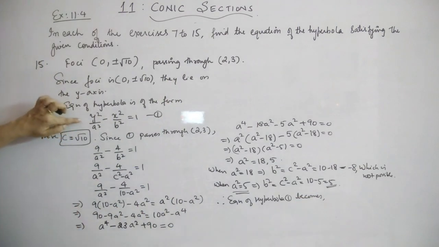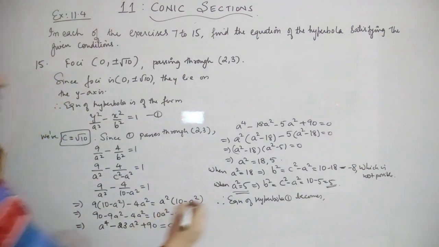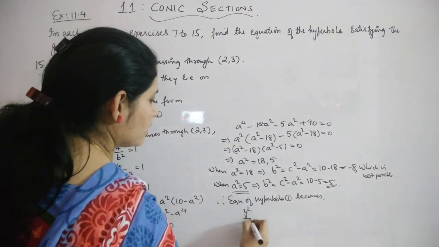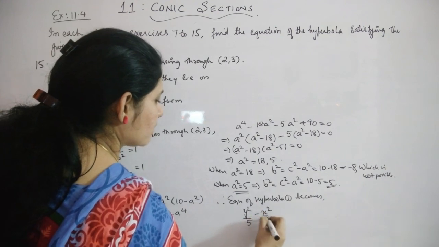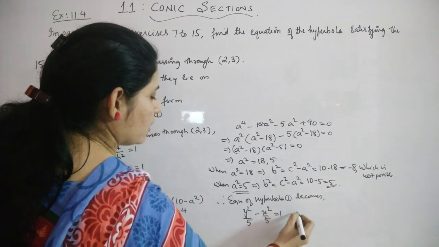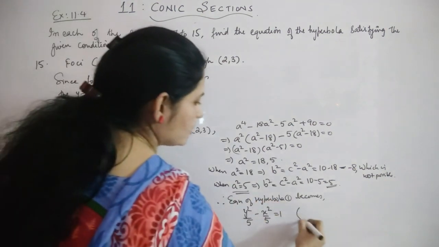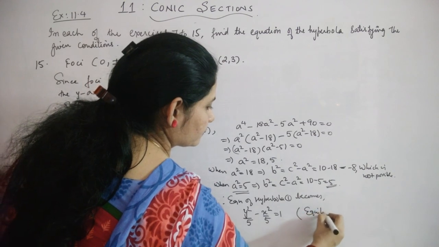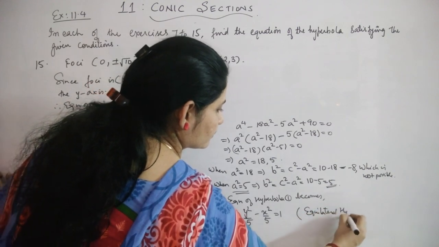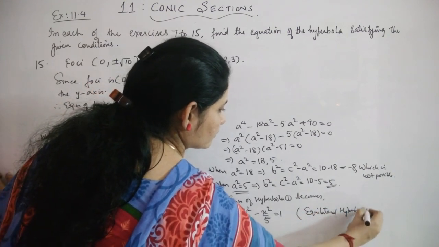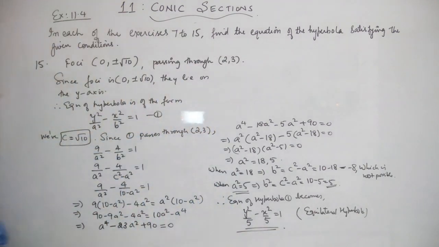what was the equation chosen as? y square by a square. y square by 5 minus x square by 5 equal to 1. Or when a is equal to b, what will that hyperbola be called? It is an equilateral hyperbola. So this is a case for equilateral hyperbola.